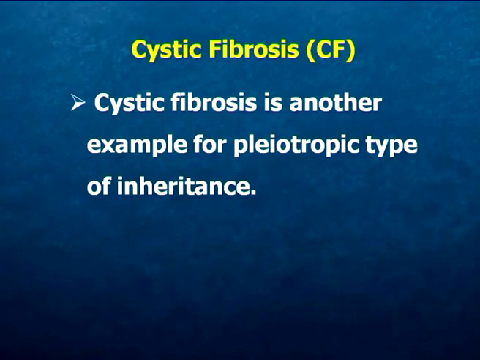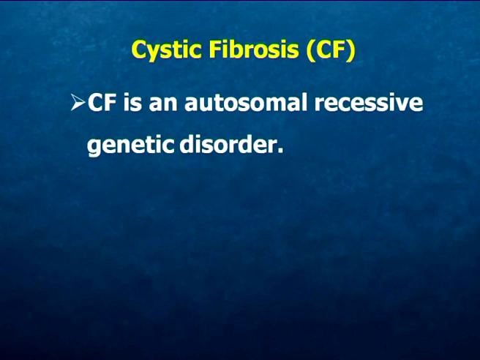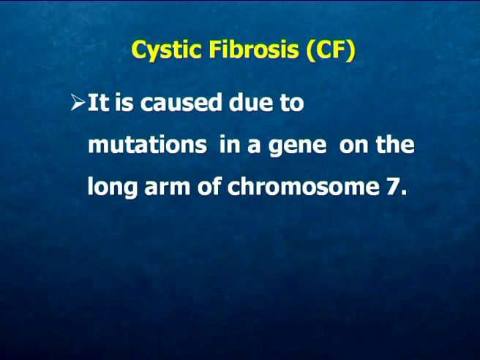Next listed here is cystic fibrosis. In brief, it is called CF. Now, cystic fibrosis is another example of the pleiotropic type of inheritance. CF is also an autosomal recessive genetic disorder. It is caused due to mutations in a gene on the long arm of chromosome 7. You have two arms, short arm and long arm. So, the long arm of chromosome 7.